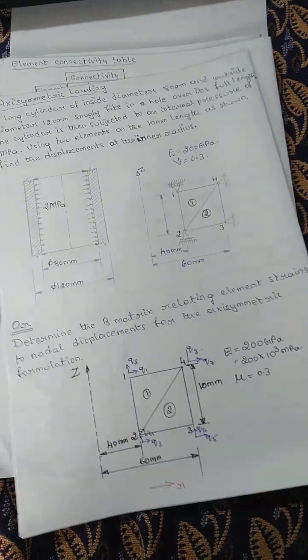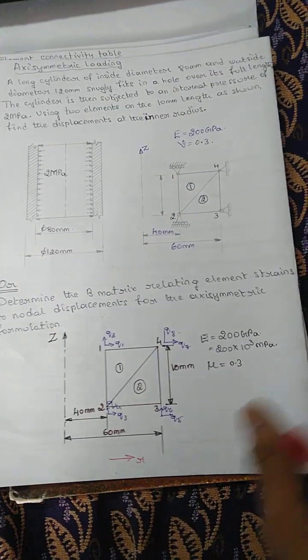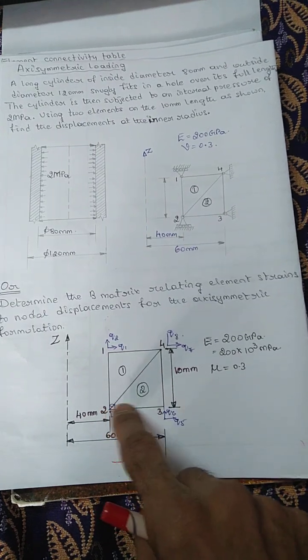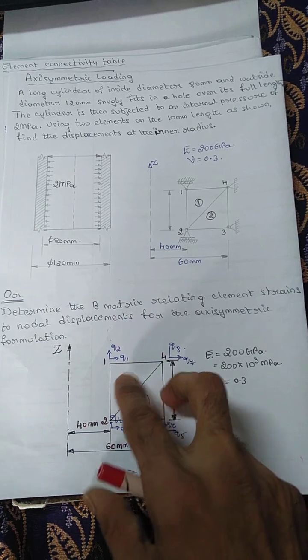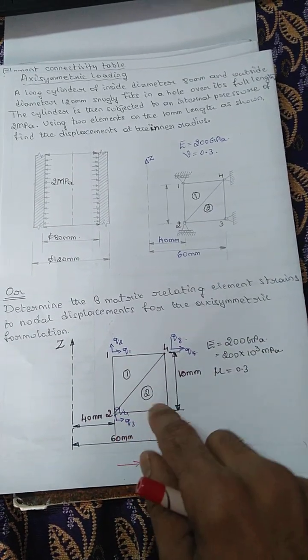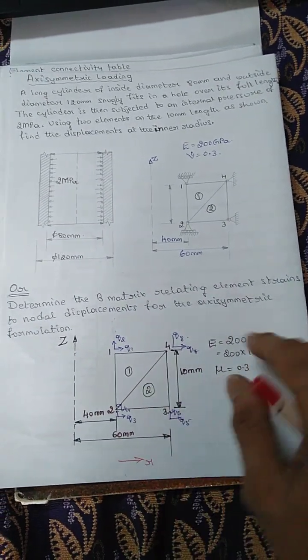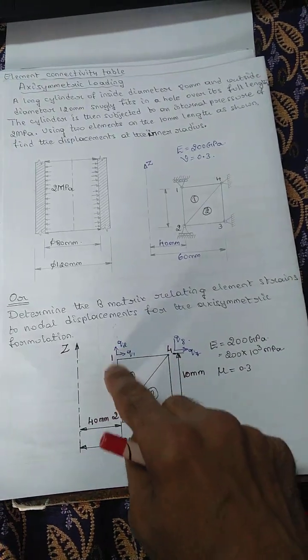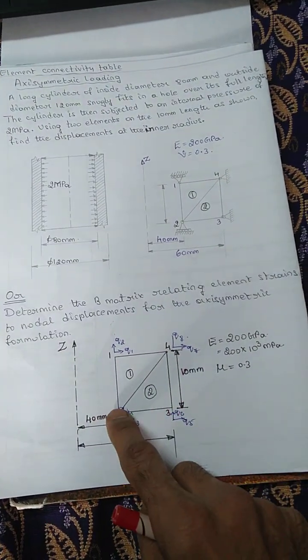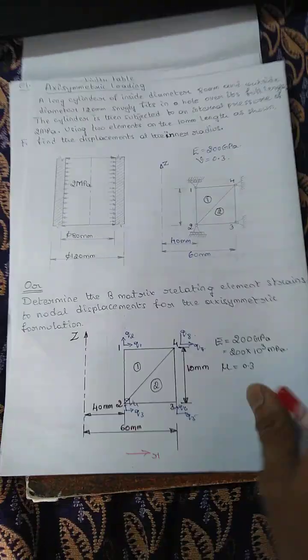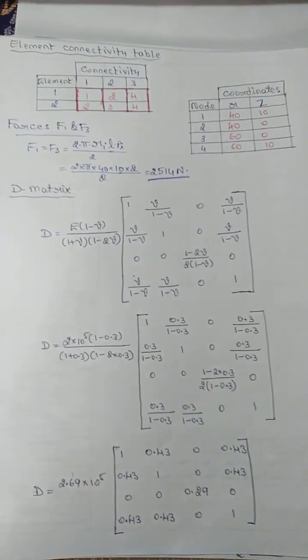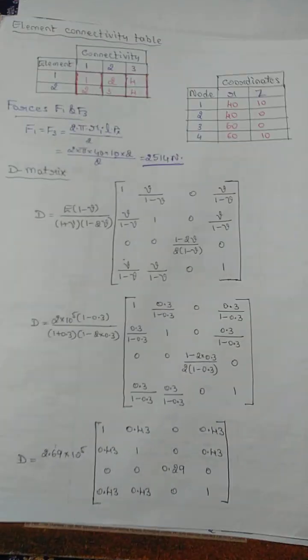So let's go to the next step. See, node 1, node 2, node 3, node 4. They have made it two parts, 1 and 2. For the first element we will take nodes 1 2 4, and for the second element we will consider 2 3 4. So here is the element connectivity table.